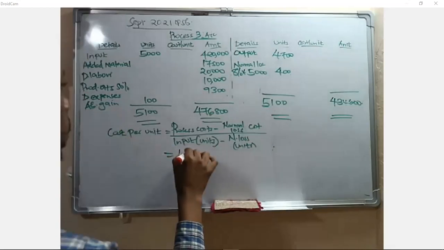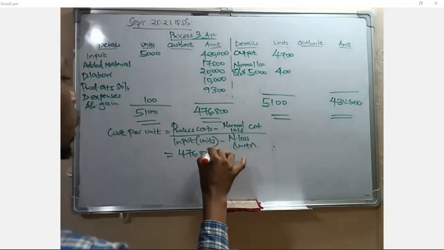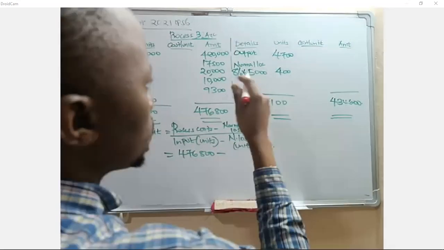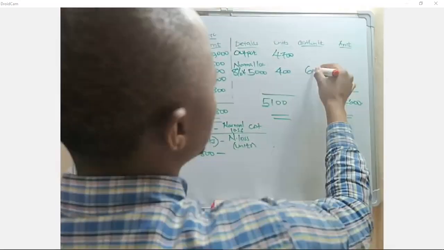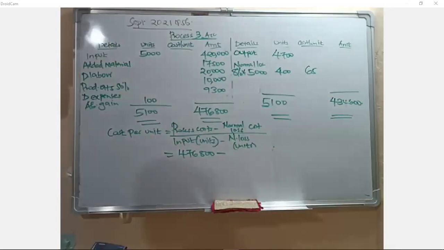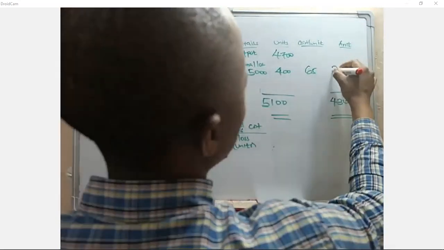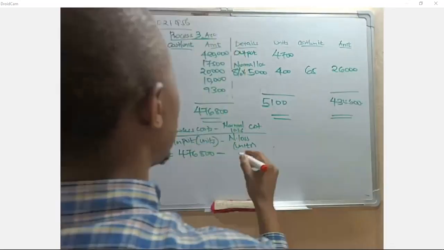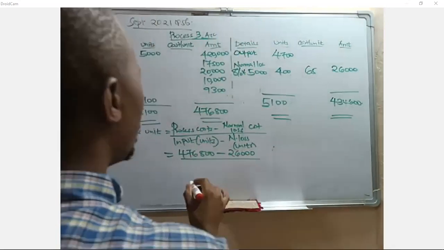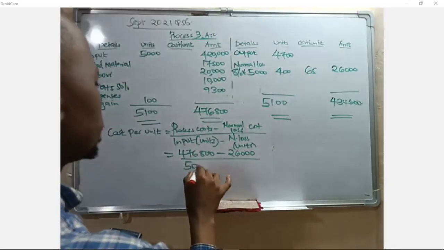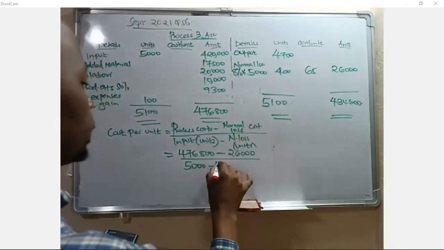So we take 476,800 minus the normal loss. So the normal loss was scrapped at how much? We are being given 65. So in this case, I just put here 65. So 400 times 65, we get how much? 26,000 here, right? So here we subtract 26,000. Then we divide by our input, which is 5,000 minus the normal loss, which is 400.